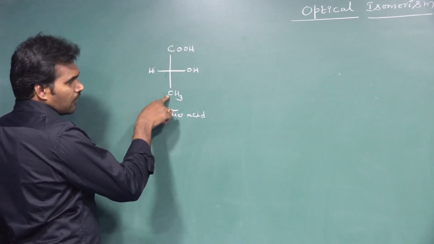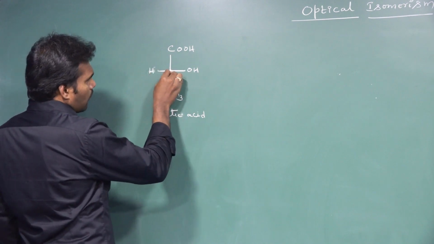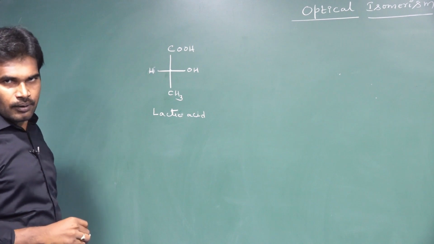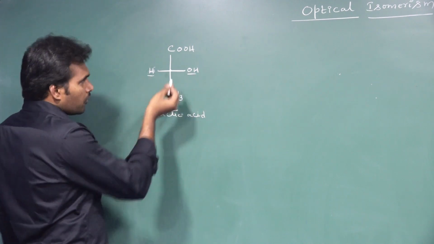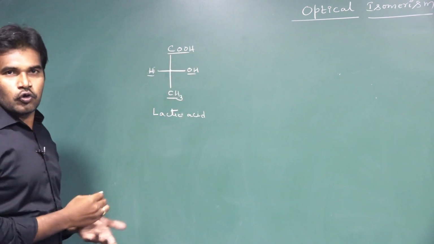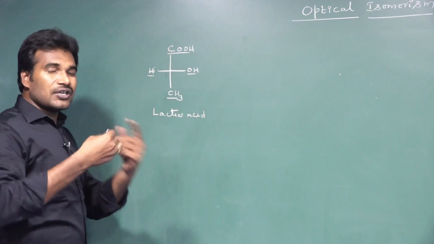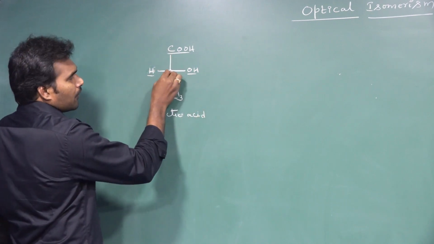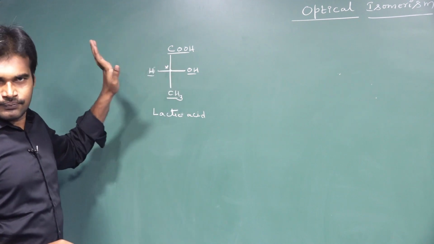Now, is this carbon a chiral center? No way. Check the second one. This carbon is a chiral carbon, or asymmetrical carbon. Why? Because there is hydrogen on the left side, OH on the right side, COOH on top, and CH3 at the bottom. 4 different groups are present. So this carbon is a chiral carbon, and to differentiate that, I am representing it with an asterisk. It means this is a chiral carbon.